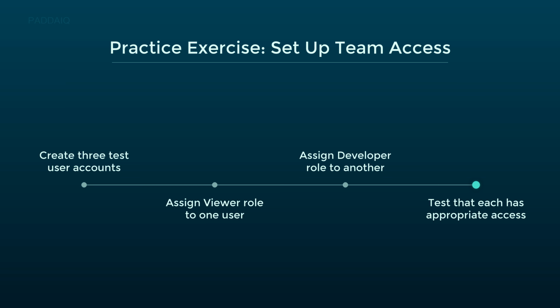Test that each has appropriate access. This means verifying every team member can only reach the systems and data they need for their role. For example, after granting permissions, have a developer try accessing only their assigned development environment, not production systems. This confirms your security setup is correct and functional.